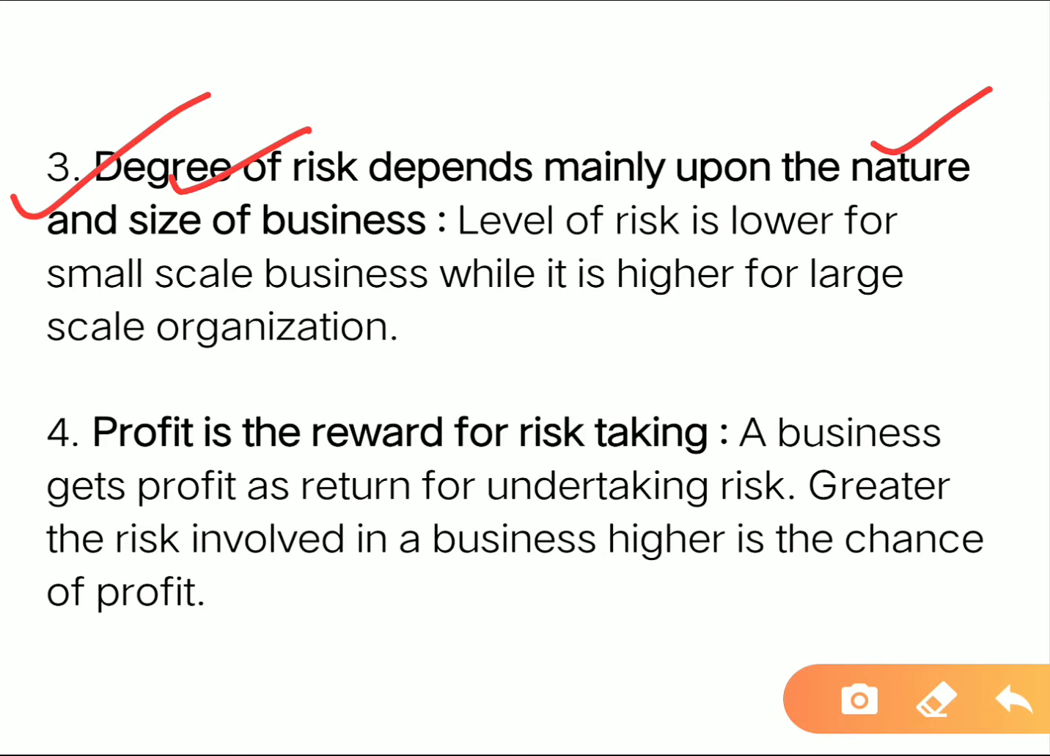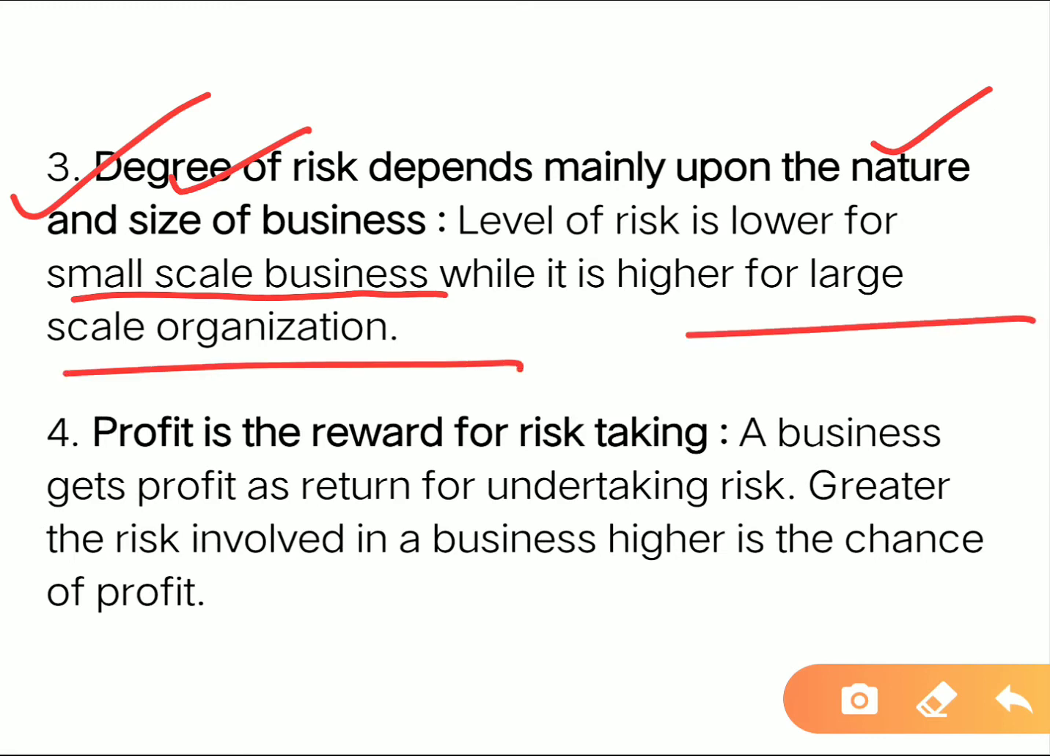See the explanation. Level of risk is lower for small scale business, while it is higher for large scale business. It is very common, students. Generally large scale organizations, which are big organizations, have to manage many things, due to which they can suffer from high risk, that is genuine. So large companies suffer from high risk, and a small scale company or business which is generally small in size, for them the risk factor is a little lower as compared to large scale business.